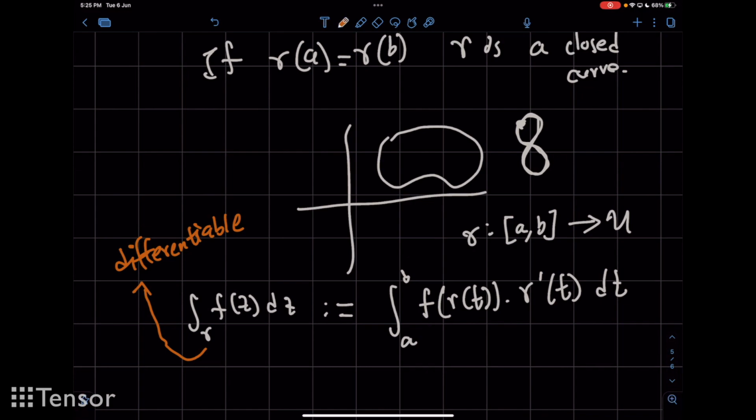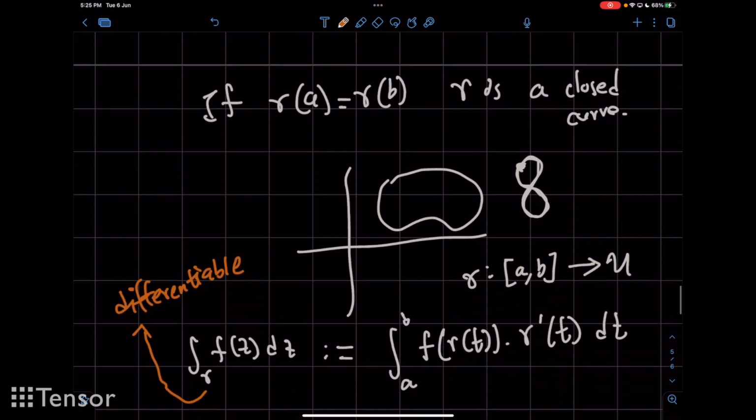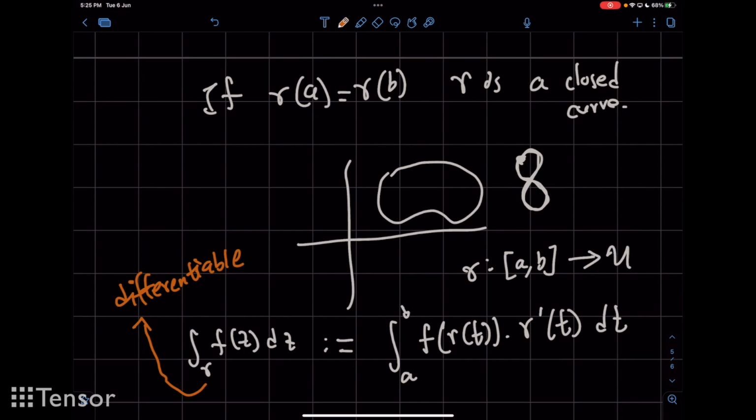We have defined a curve to be a continuous map from a closed interval to our domain, but in order to integrate over that path, I need my curve to be differentiable as well. Because if it is not differentiable, then we can't really take this gamma prime.